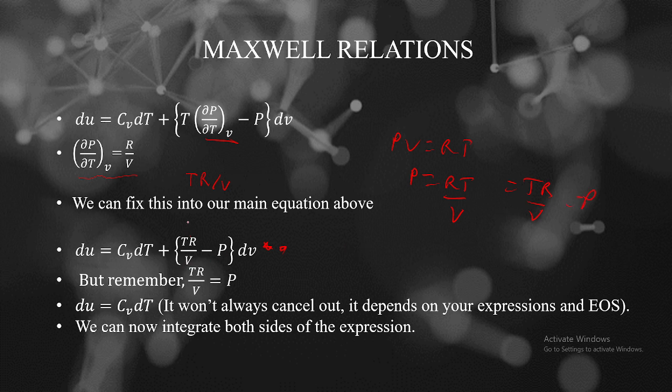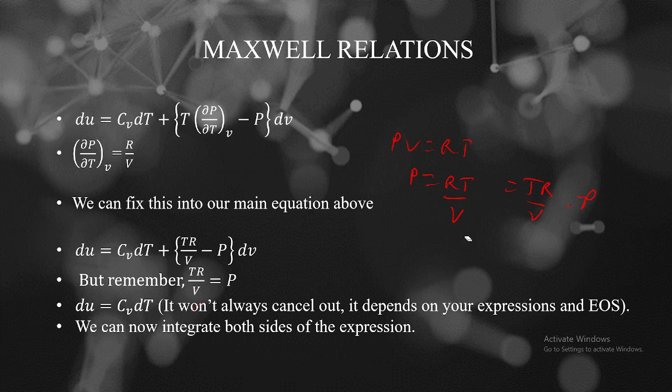So in effect, this is the same as P minus P, which is 0. So I'll end up having my du equal to cv dT plus 0, which is just cv dT, right? One thing to note is that it doesn't always cancel out. It depends on your equation of state. This is cancelling out because you're dealing with an ideal gas.